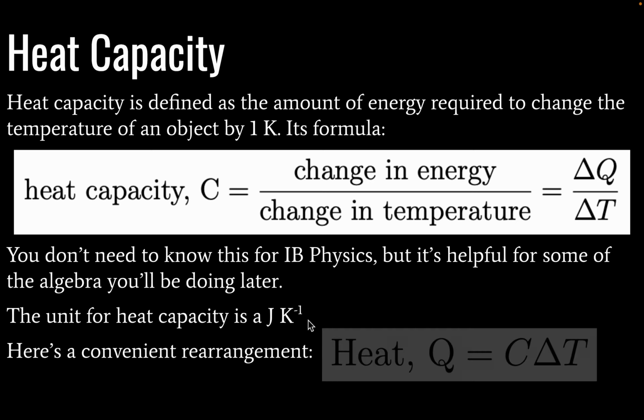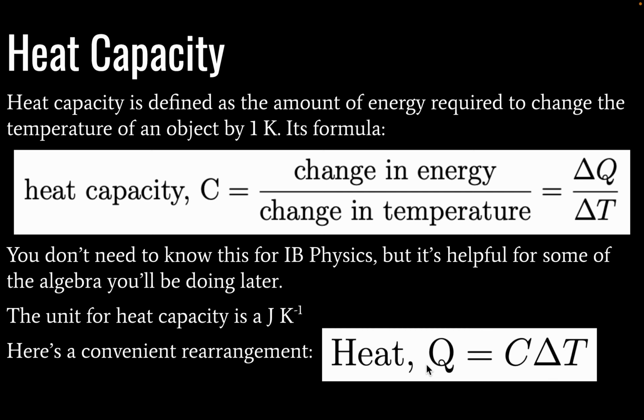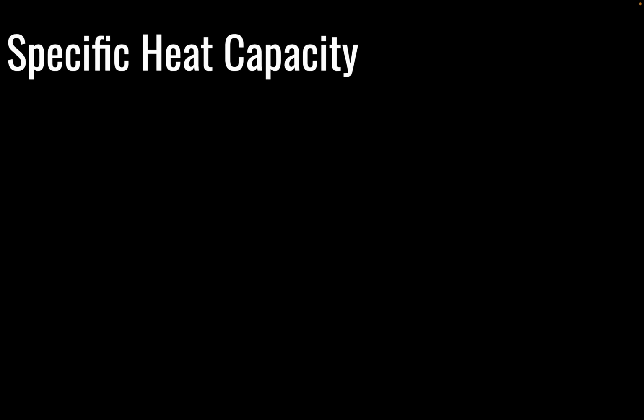So our unit for heat capacity is a joule per Kelvin. And here's a convenient way that we can rearrange this equation. So our heat energy Q is equal to capital C times delta T. Note that this capital C is very important because in a minute we're going to be dealing with a small c. Sorry for the confusion. I don't make the variables.